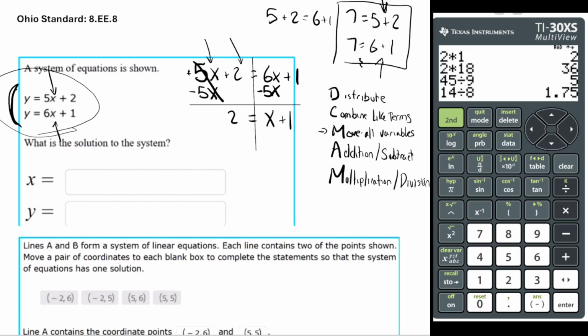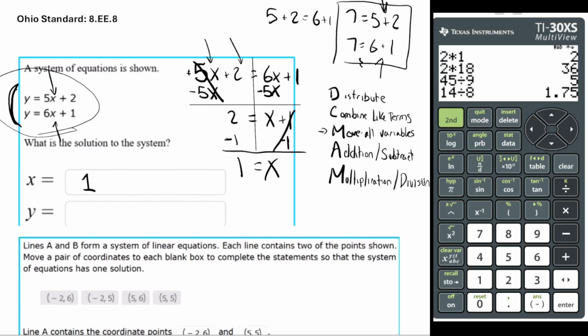Then we undo our addition and subtraction on the same side of the variable. So again, we've got to get rid of the 1. We do the opposite. Subtract 1. 2 minus 1 is 1. 1 minus 1 is 0, so it cancels. You get 1 equals x. So we know that 1 equals x. But we still need to find y.